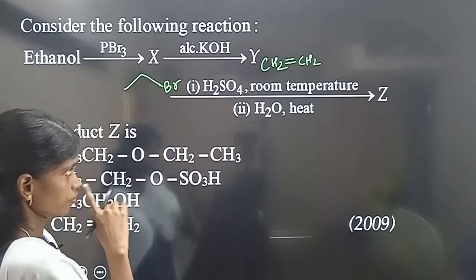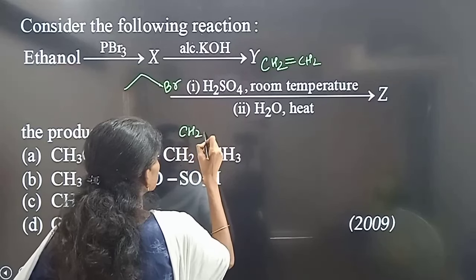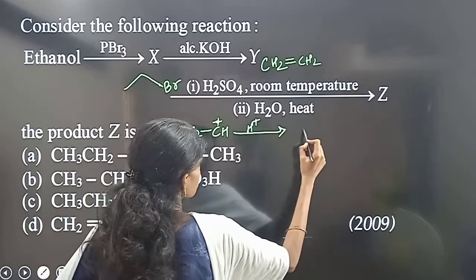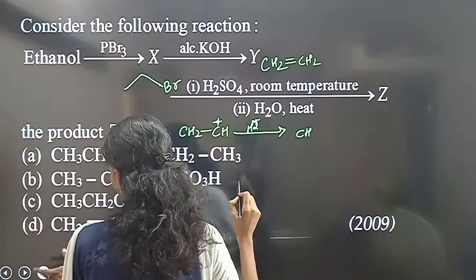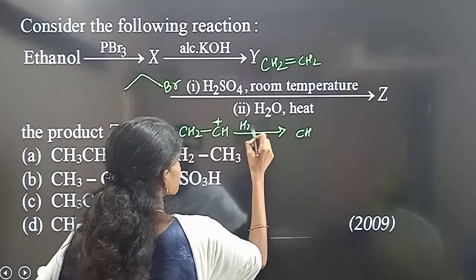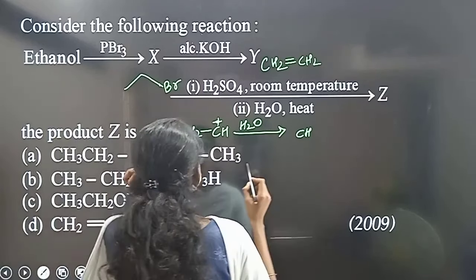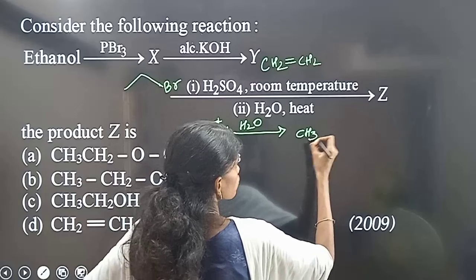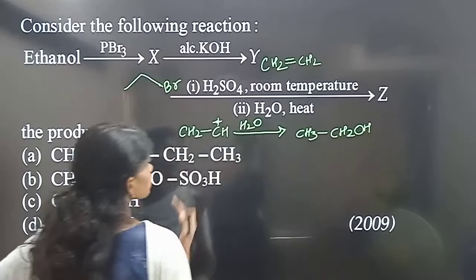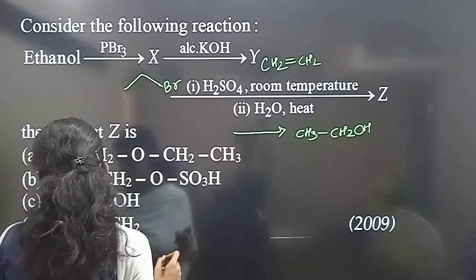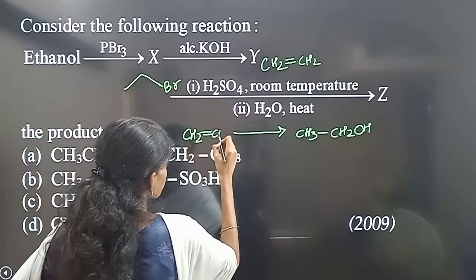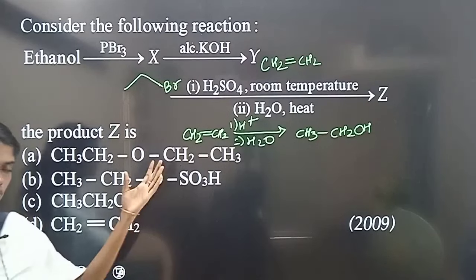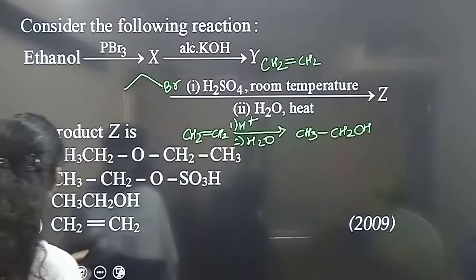Next, the reaction with H2SO4 gives a positive charge and then hydrolyzes. Not H2O, you can write H plus. So, in the mechanism, CH2=CH2 with H plus and H2O, which is nothing but H3O plus. So, this is our product. So, option C is the right answer.